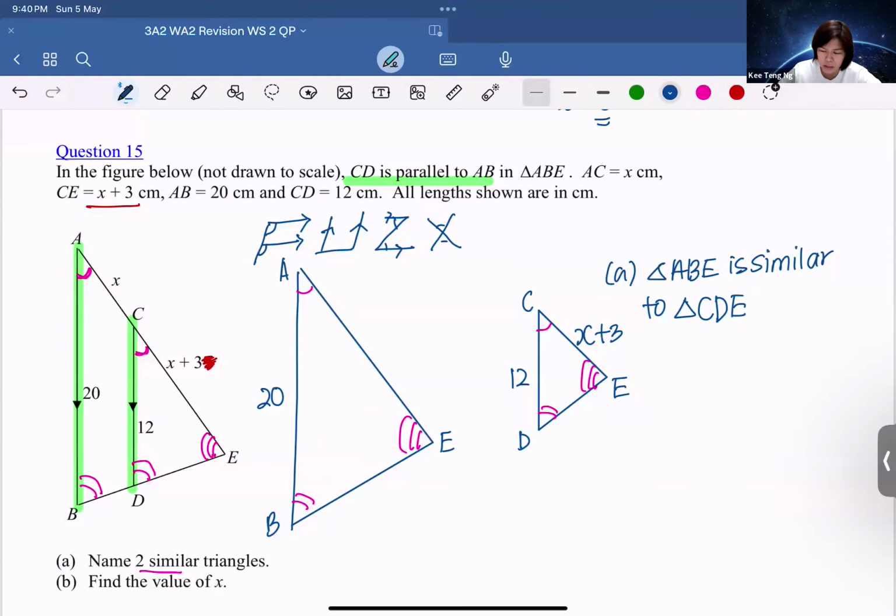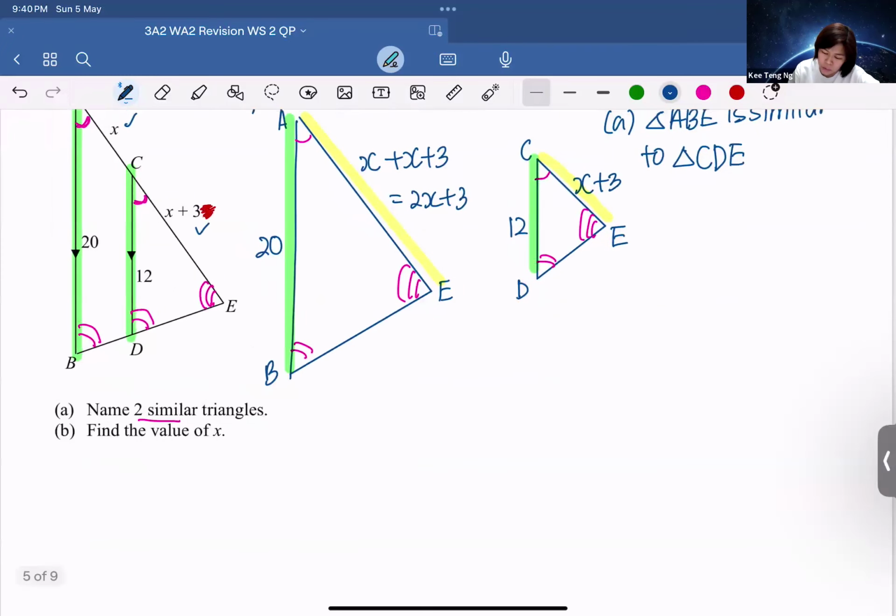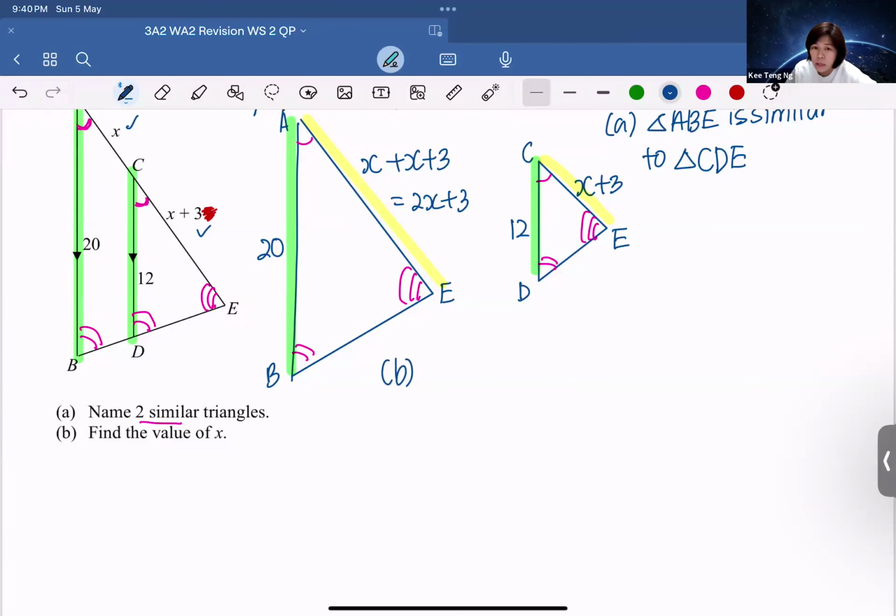If this is the case, this pair of length over here, CE, will match with AE. But what is AE? AE is X over here plus X plus 3. That will give me 2X plus 3. All right, so in this case, I have two pairs of ratio. One is the one that is known. So find a pair of ratio first. So part B, finding a pair of ratio.